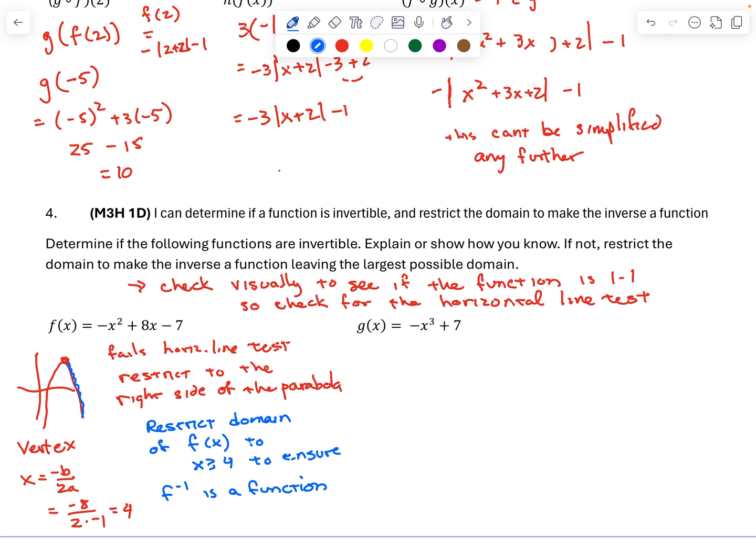Okay. Next, if you graph this one, it flattens out, but it doesn't actually go back up again. So there's only one place where it's flat. This one does pass the horizontal line test.